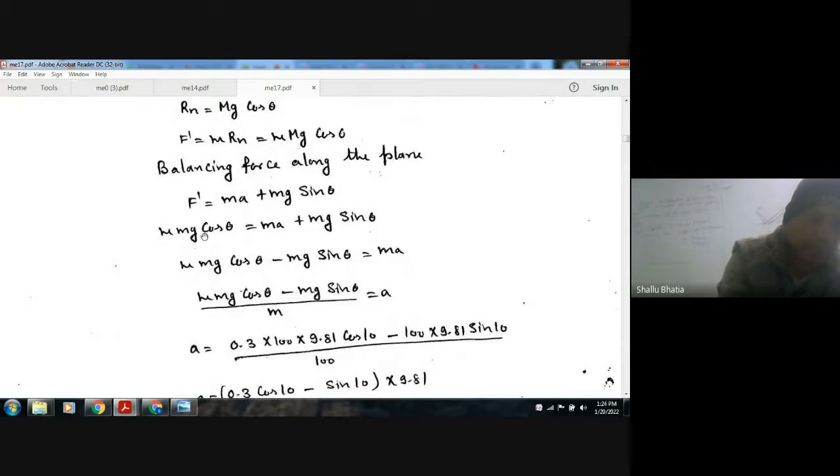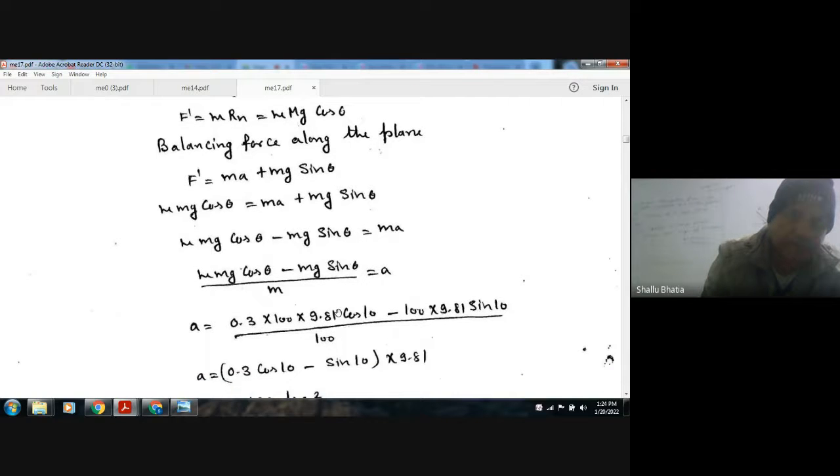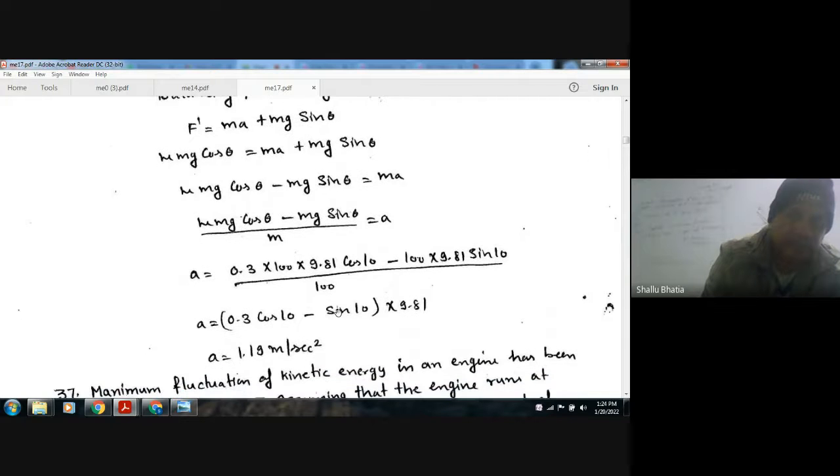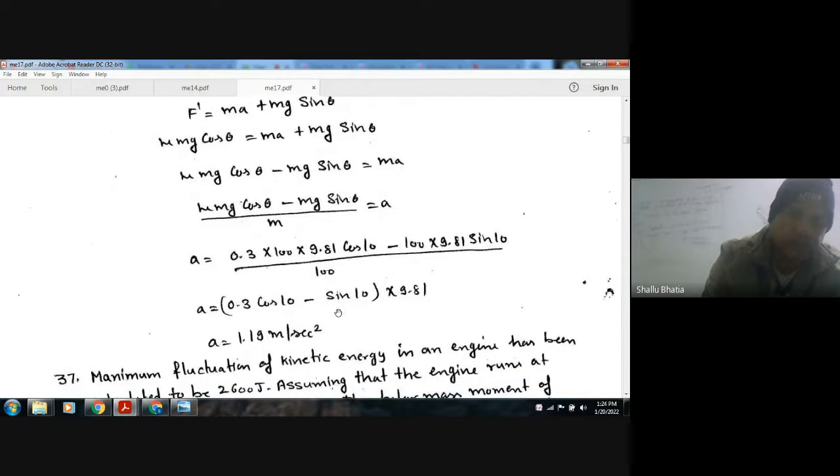So putting here mu mg cos theta, we can find out a. We have all the values: m is 100, mu is 0.3, theta is 10 degrees. By putting all these values, we can find out a, that is 1.19 meter per second square. So this is the acceleration of the truck at which the crater will not collide if the coefficient of friction between truck and crater is 0.3.